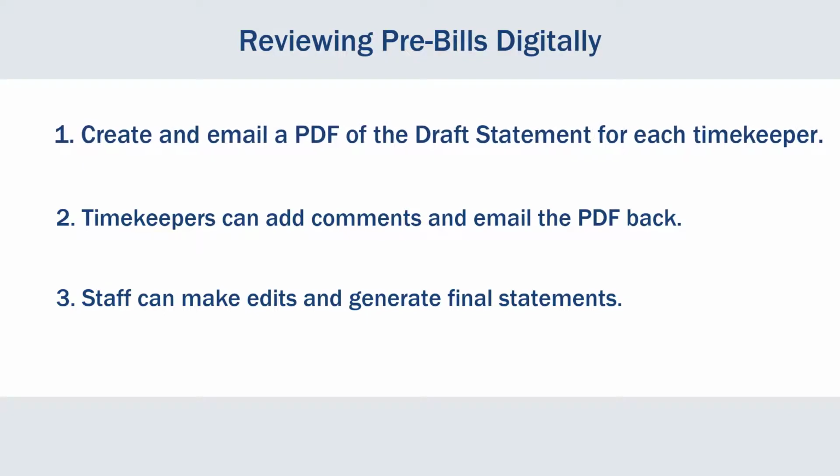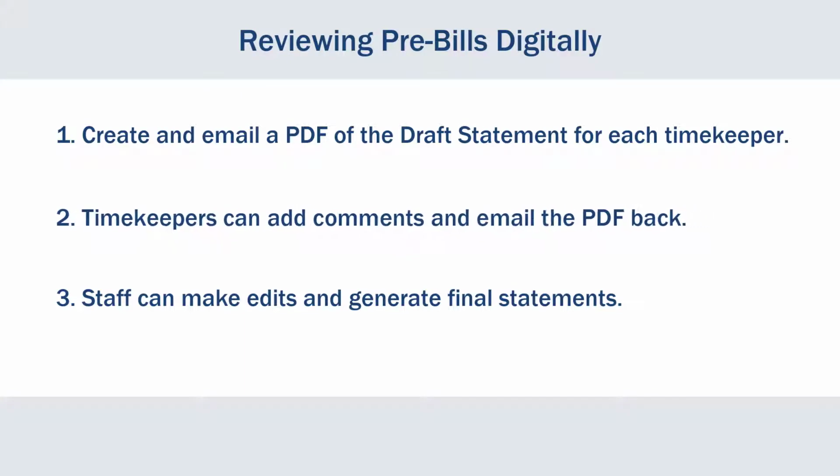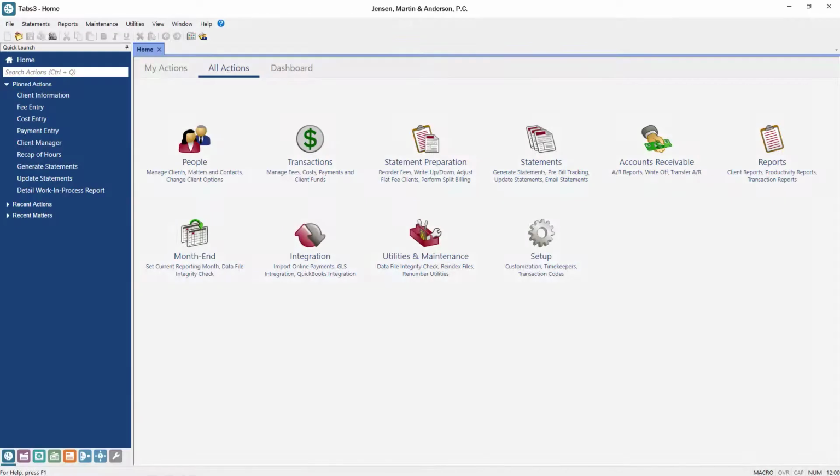Create and email a PDF file of the draft statements for each timekeeper. Then, the timekeeper can add comments for edits and email the PDF back to the office staff. And finally, the office staff can make the edits so that they can generate final statements. Let's start by taking a look at how to save your pre-bills as PDFs.